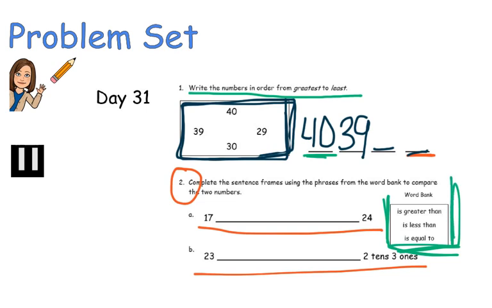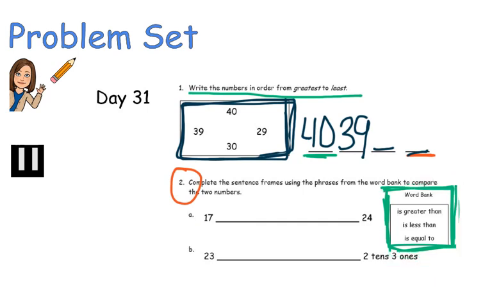Word bank is here, to compare the two numbers. Okay, so let's look at A, and then you can do B by yourself. A, this is like what we did yesterday. A, we have 17 and 24. I'm going to look at my word bank. We have greater than, is less than, is equal to. Well, it's not equal to because they're not the same number. So that I know. Okay, so that means it's either greater than or less than.